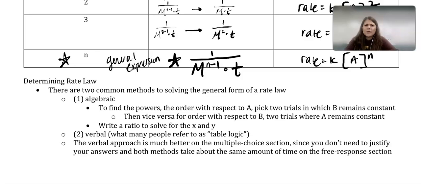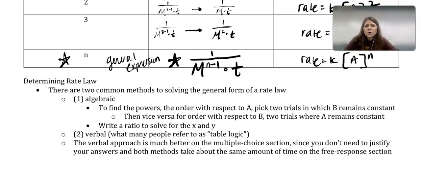The reason we do that is, if you're trying to find the order of A, you want the other reactant to be constant, having no effect on the rate. So you've got to pick 2 trials where the one you're investigating is changing while the other reactant remains constant, so it will have no effect on the rate. Then you're going to write some type of ratio to solve for the exponents like m and n. Sometimes you can label them x and y.